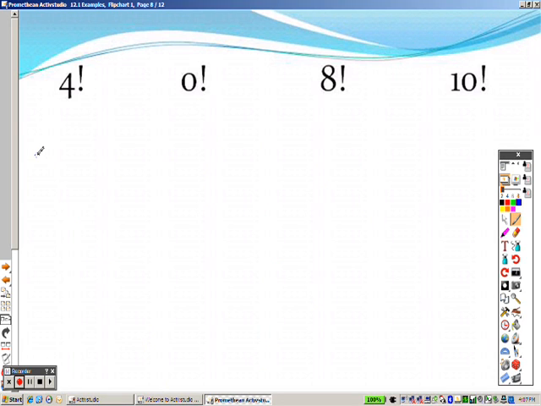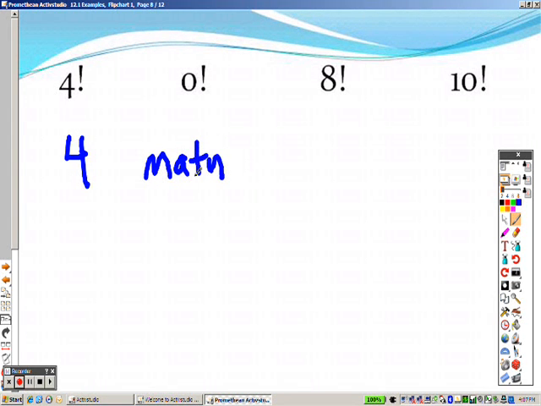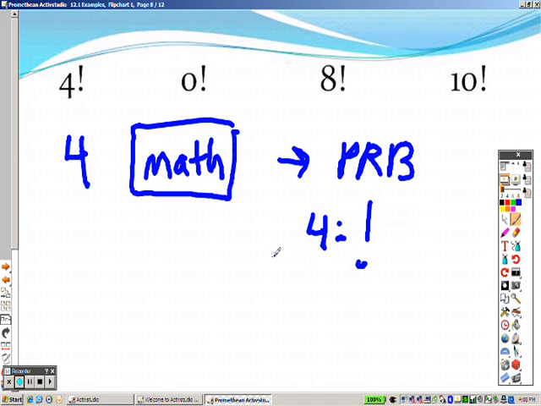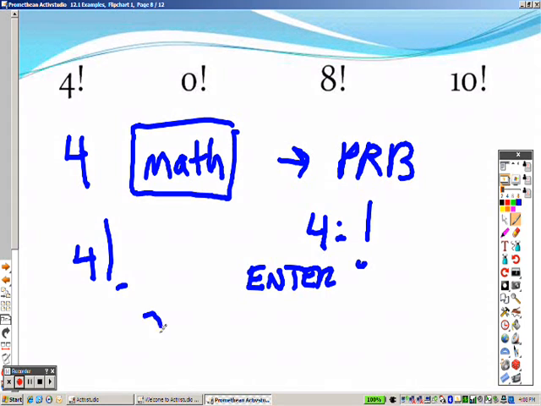Well, here's what you do. On your calculator, you type in a 4. So type in a 4. And then press your math button. So press that button in. Press the arrow over until you get to PRB. That stands for probability. And I think it's number 4 on the list. So go down to number 4, press enter, right? And you have a 4 exclamation point that shows up on your screen. Just press enter one more time, and we get 24 as the answer. So that's how you can type those in on the calculator.